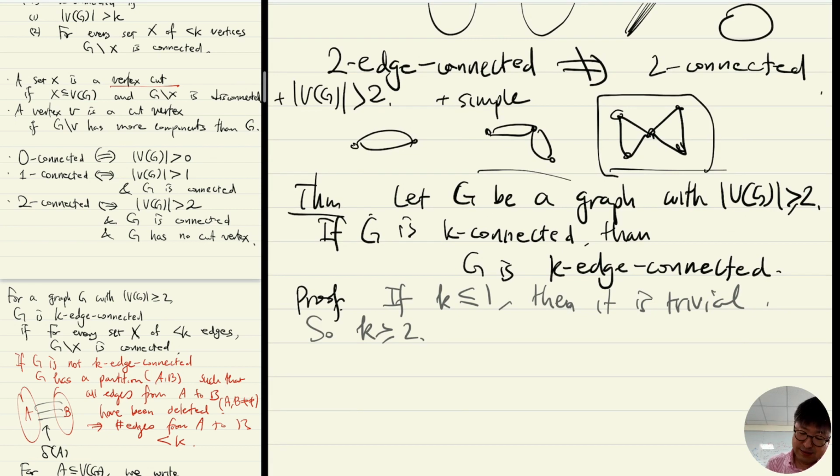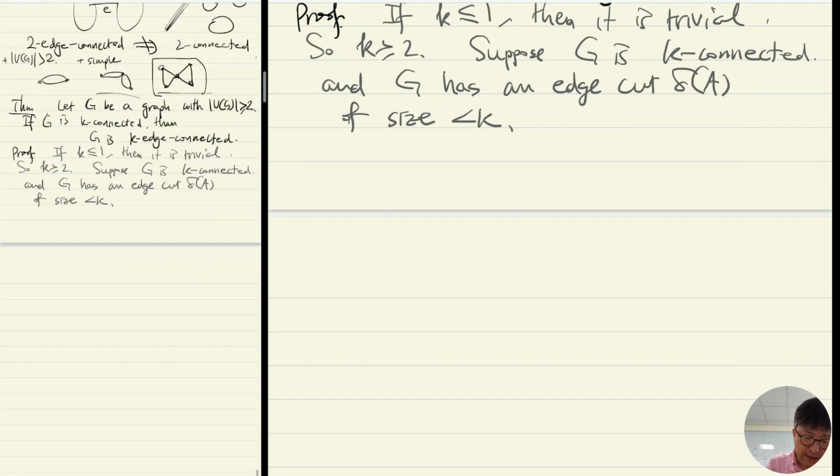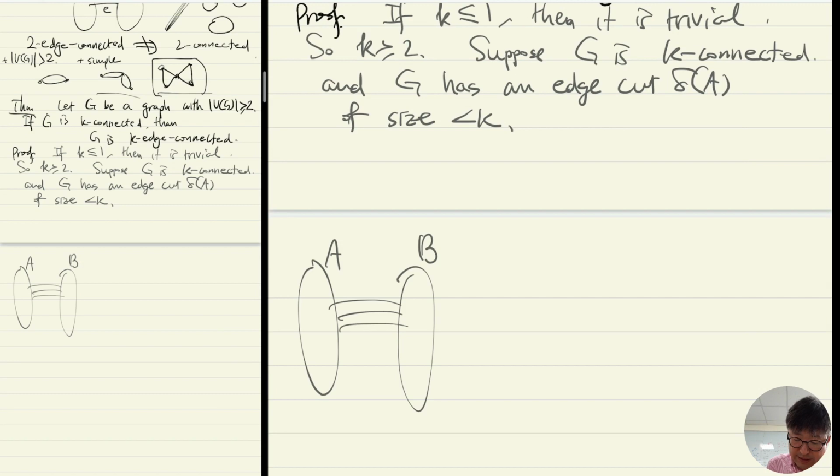Now, suppose G is k connected, and G has an edge cut of size less than k. So you have A and B, and the number of edges between them is less than k.